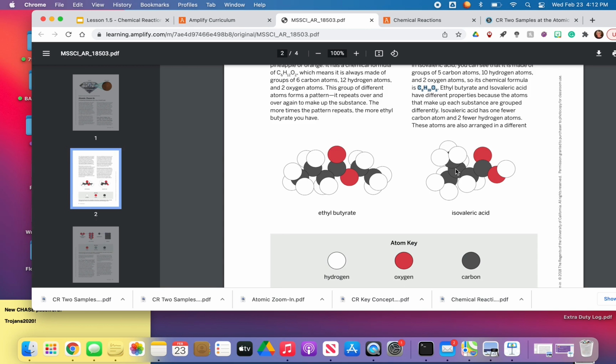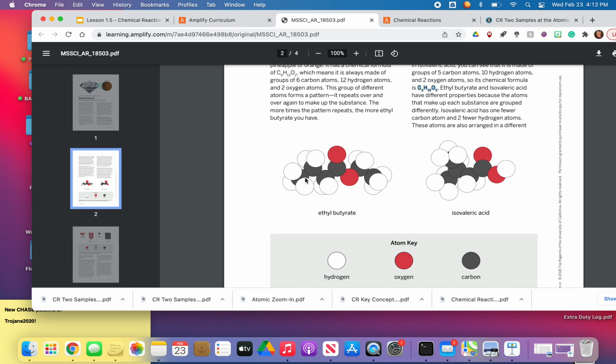it has different properties. So if we look at key concept number 1, it says different substances have different properties. Why? Because they're made of different atoms. And not only are they made of different atoms, but the atoms are arranged totally differently.